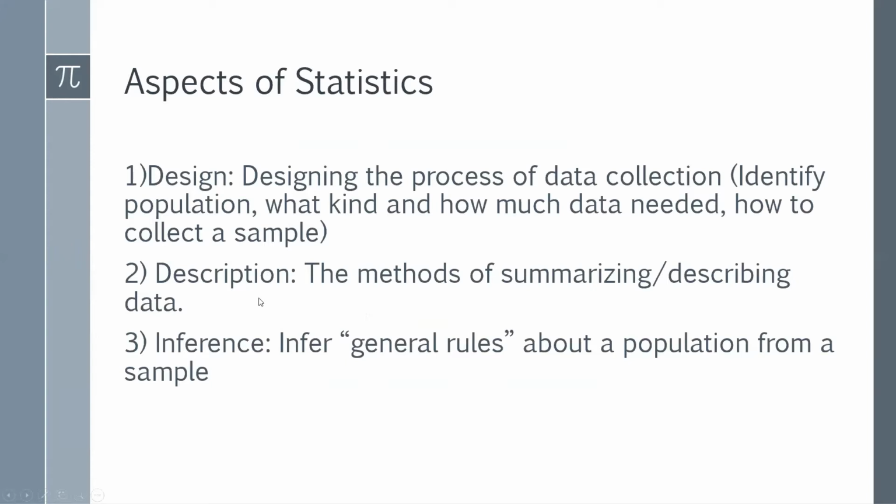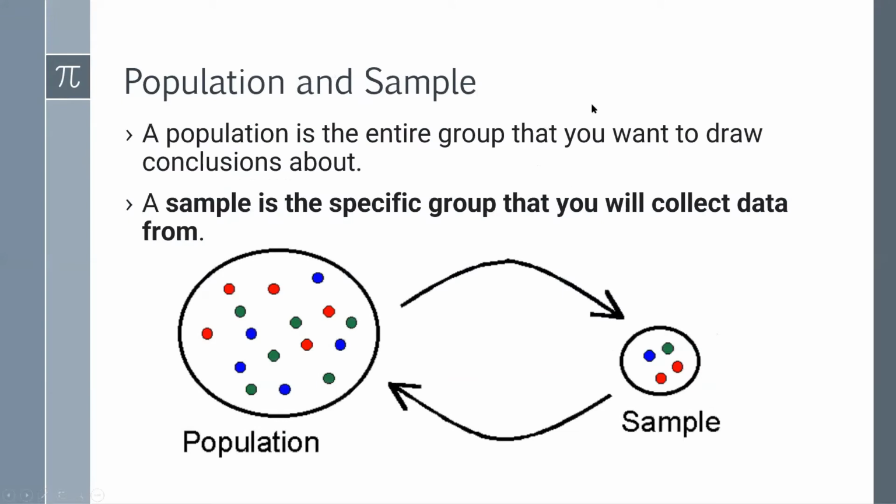Then you're going to describe the data. You're going to summarize, find the percentage, or find the mean and median. Then after describing, you're going to make inferences from what you got from the analysis. These are the aspects of statistics. Next. Are there any questions about the aspects before we move to population and sample?